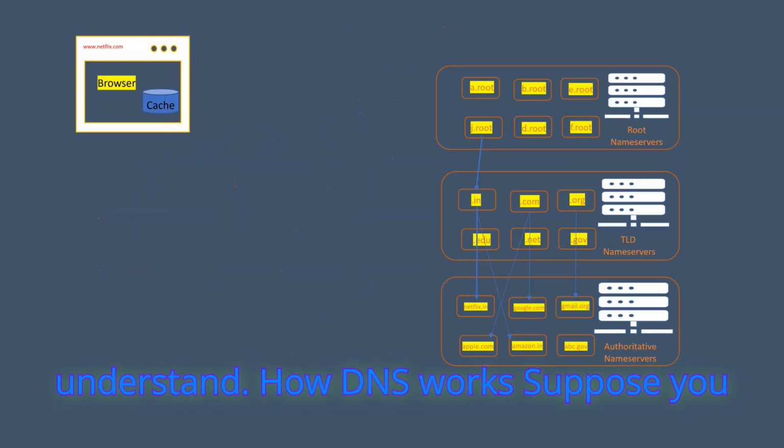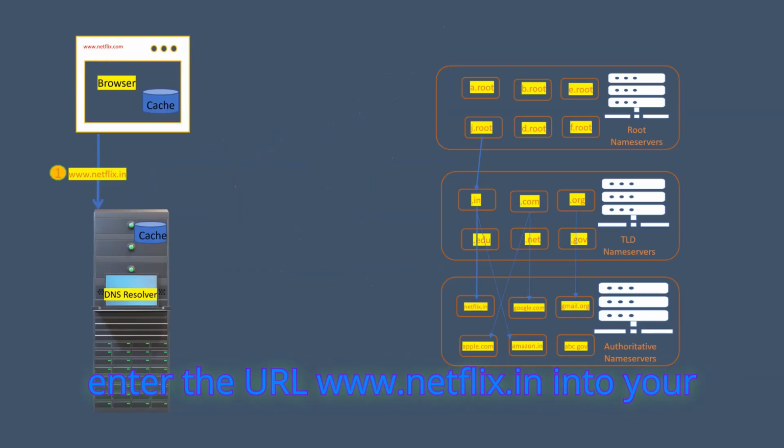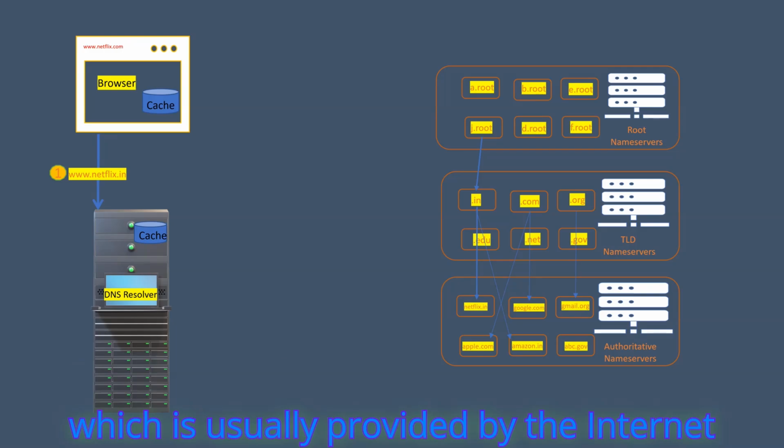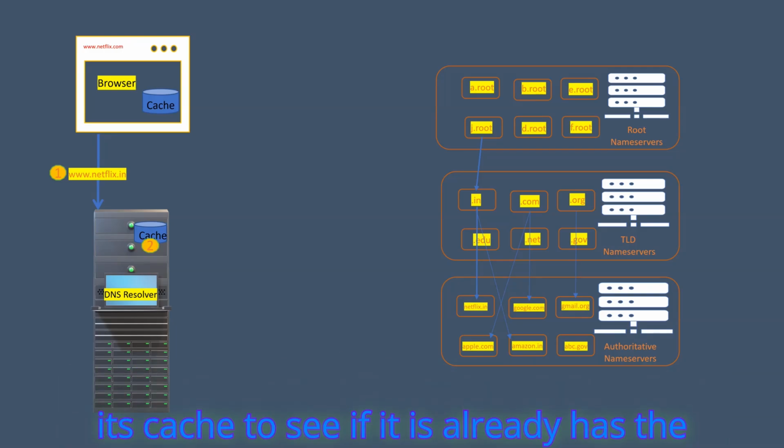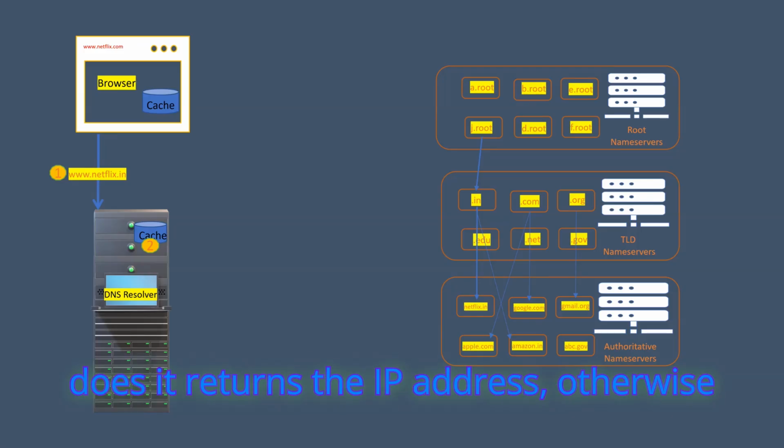Now let's understand how DNS works. Suppose you enter the URL www.netflix.in into your web browser. Your computer will send a DNS query to your local DNS resolver, which is usually provided by the internet service provider. The DNS resolver checks its cache to see if it already has the IP address for netflix.in. If it does, it returns the IP address. Otherwise, it will move on to the next step.